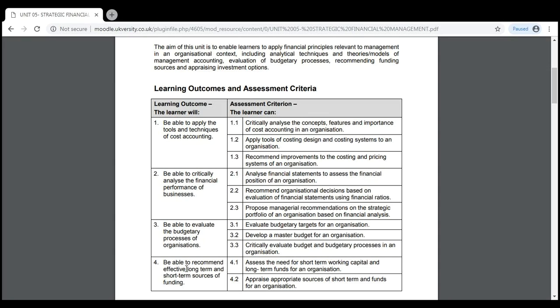So we'll start our 4th lesson today. Today our 4th lesson will be about be able to recommend effective long-term and short-term finance. So first of all, we'll discuss long-term. What is meant by long-term? Does anybody know what is meant by long-term?